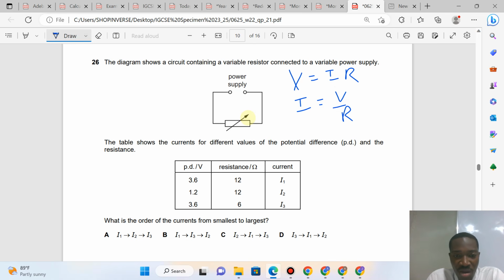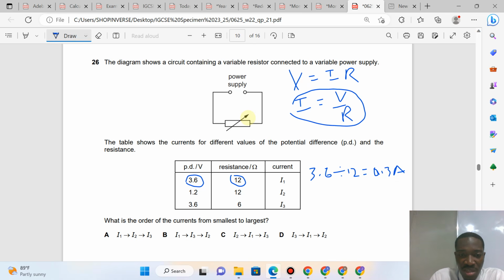In the first case, our potential difference is the voltage. Our voltage is 3.6 and resistance is 12. So let's go 3.6 divided by 12, and that will give us 0.3 amperes. That's I1. Let's do that for I2. Current is voltage divided by resistance, and the voltage in I2 is 1.2. 1.2 divided by the resistance, 12 ohms, gives us 0.1 amperes. So I2 is 0.1 amperes.